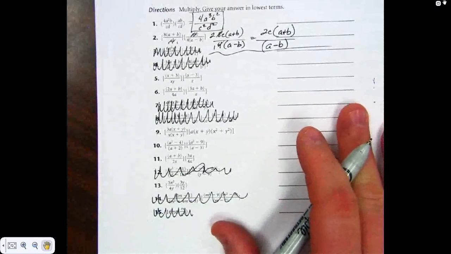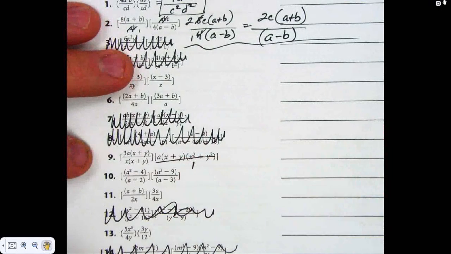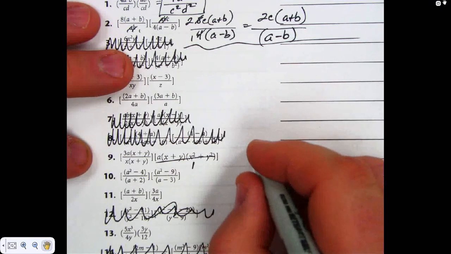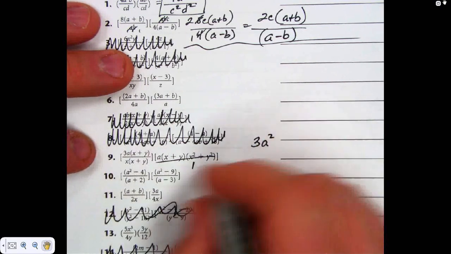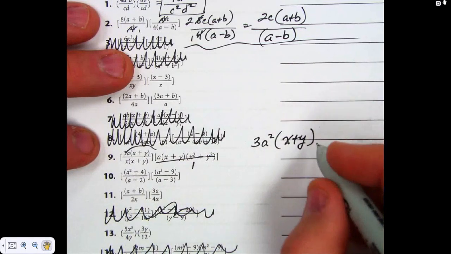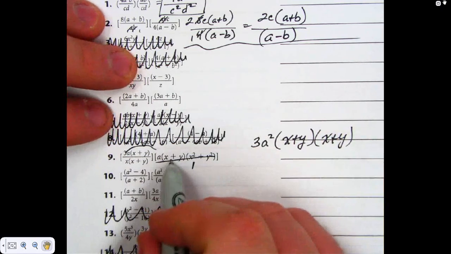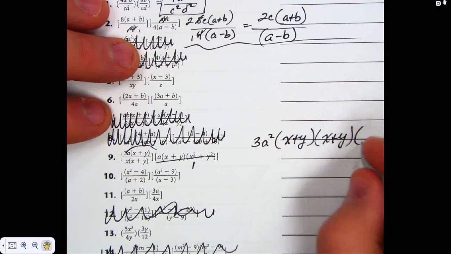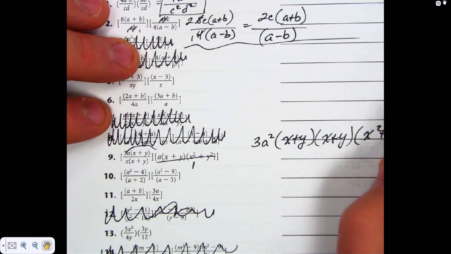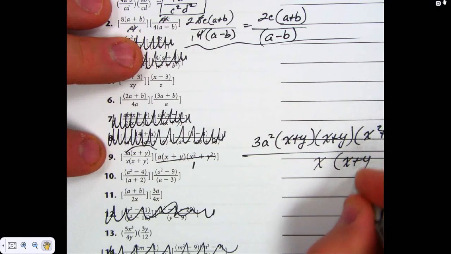So I've skipped some of them and then did them for you. Number 9 I said I'd do for you. Basically this is all over 1. The best thing you can do here is 3A times A would be A squared, right? Times parentheses X plus Y, times another parentheses of X plus Y. I've got this one and this one. Then times X squared plus Y squared, all in parentheses. All of that over X times X plus Y.